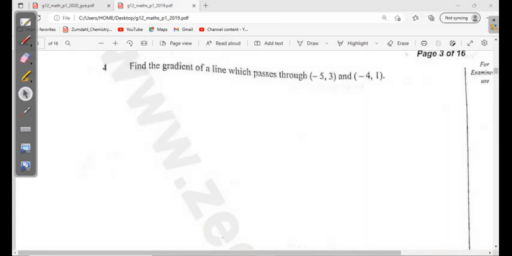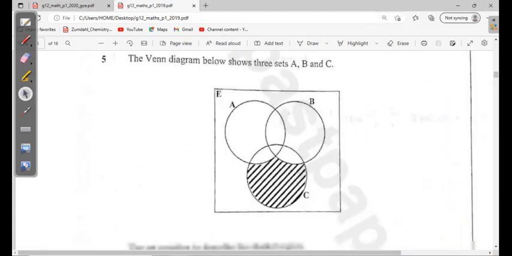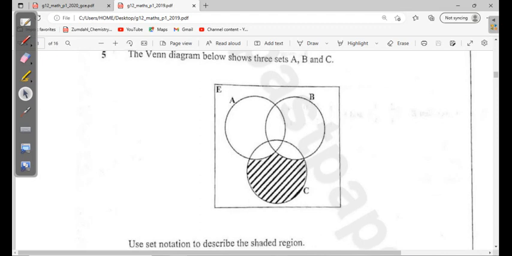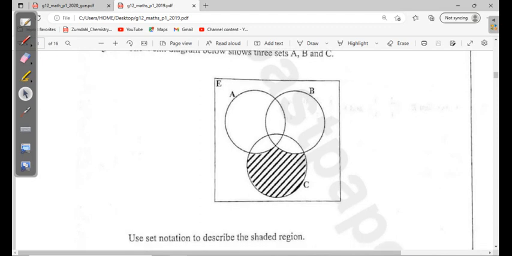Let's do question 5. The Venn diagram below shows sets A, B, and C. Now the question is, use set notation to describe the shaded region. Now, when we want to describe this region, which is shaded, how can we go about it?